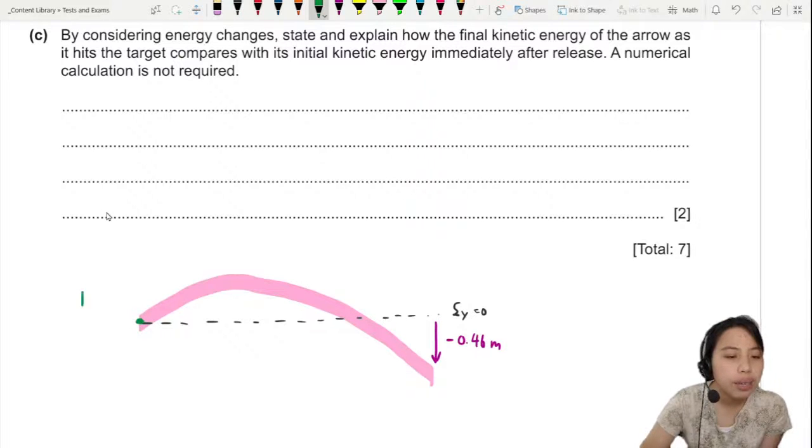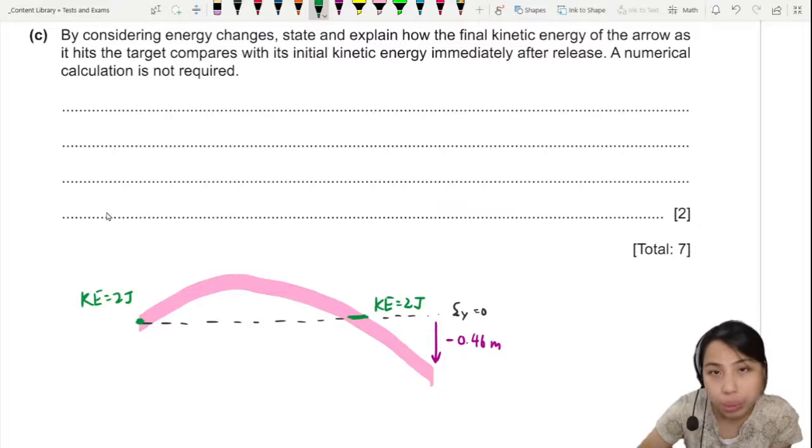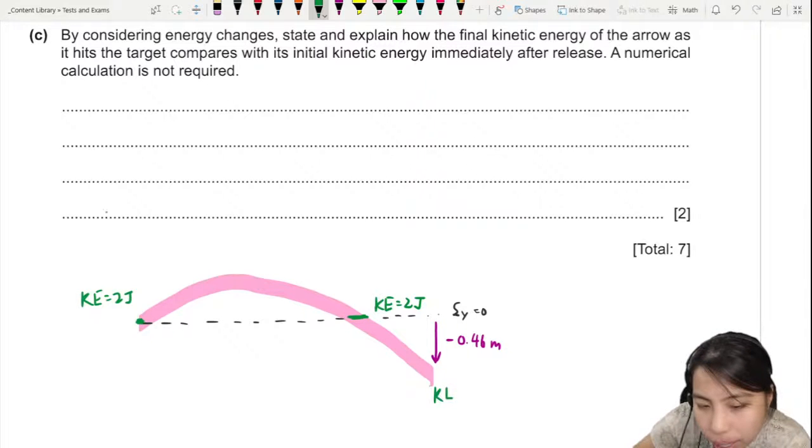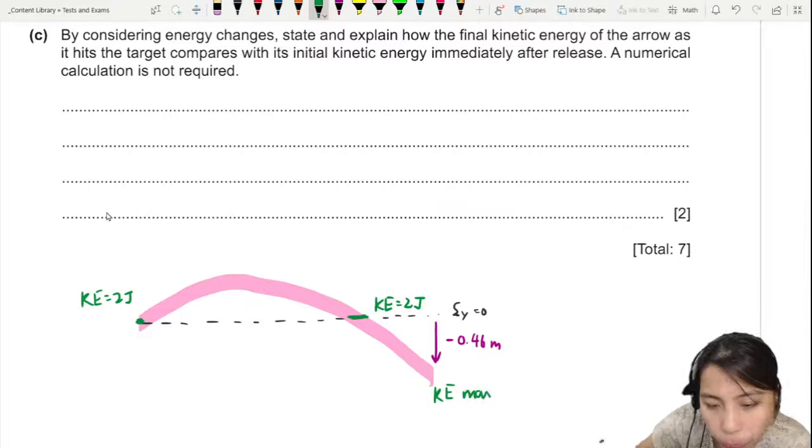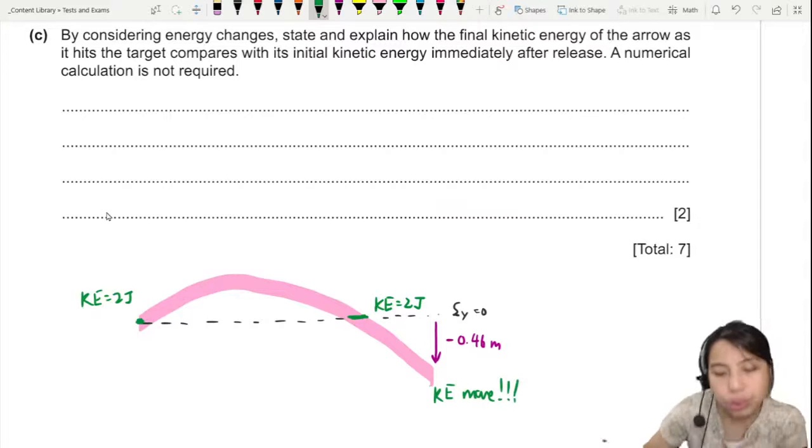So, kinetic energy. Let's say I start here with a kinetic energy of, let's say, 2 joules. When I reach this same exact height, it should be a kinetic energy of also 2 joules. But then I go below the initial position. So this kinetic energy should be more than 2 joules.